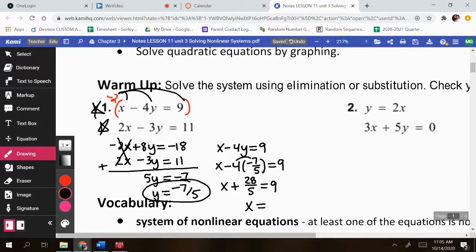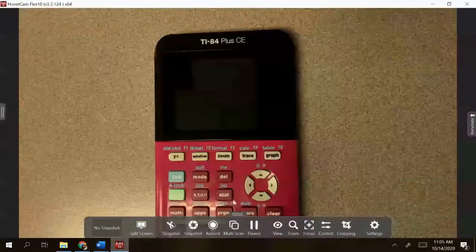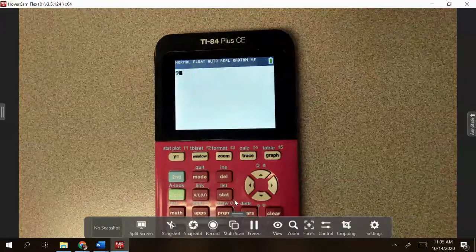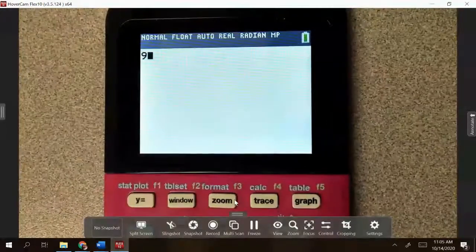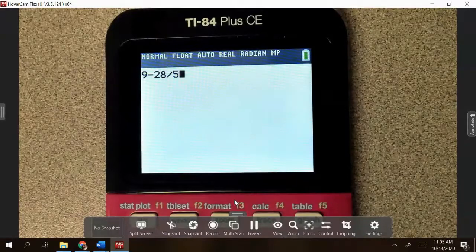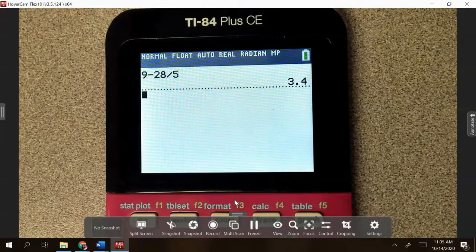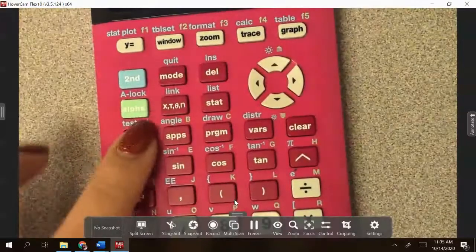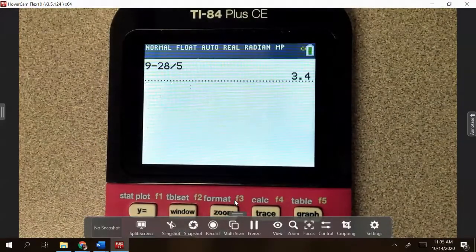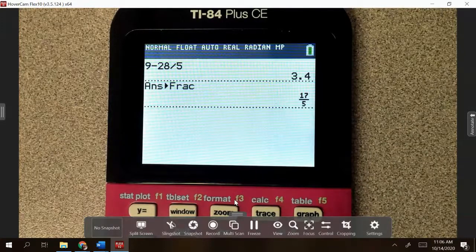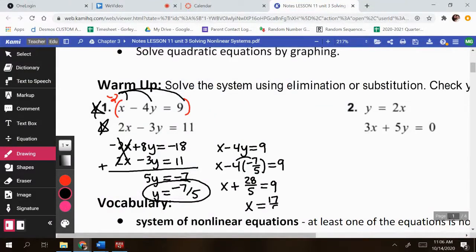Let's put that in the calculator and see what we get. So I'm going to have 9, we'll zoom in a little bit, 9 minus 28/5. You can just put it in like that and then hit math frac, which I'm just hitting the math button and then pressing enter on frac. So we end up with 17/5 for the answer there. Okay, so that looks good. If I want to write my answer as an ordered pair, it would be 17/5, comma, negative 7/5.